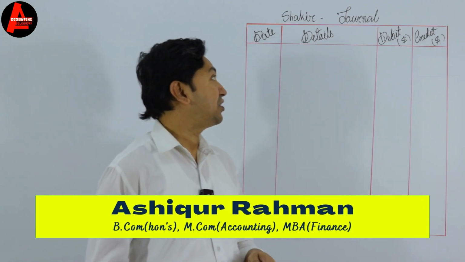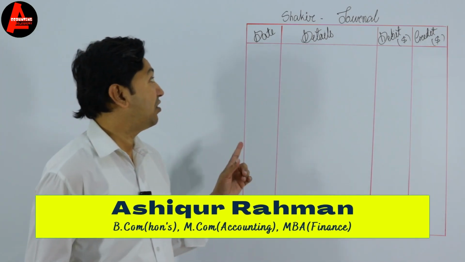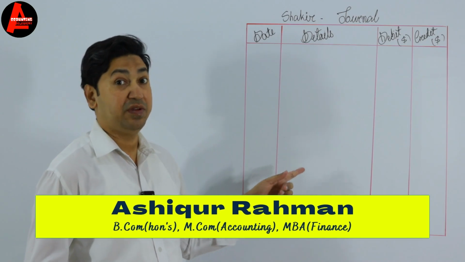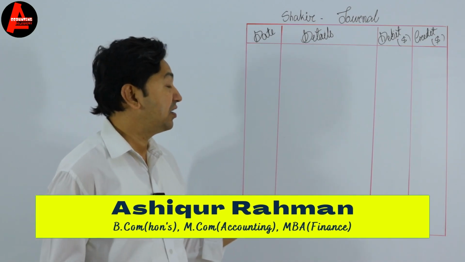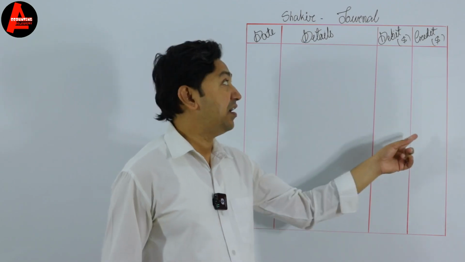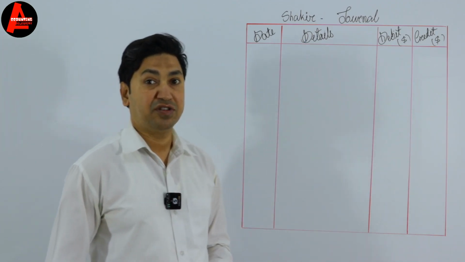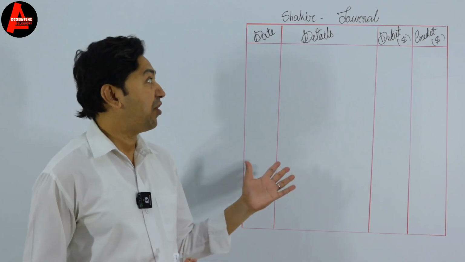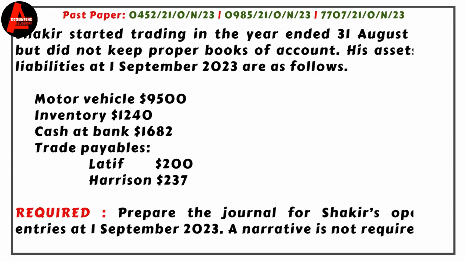So this is the journal format. Here we'll write the date, details, meaning debit and credit accounts. Here we will write the debit balance, meaning the amount, and here the credit amounts. Okay. So before we write up here, let us have a look at the question.